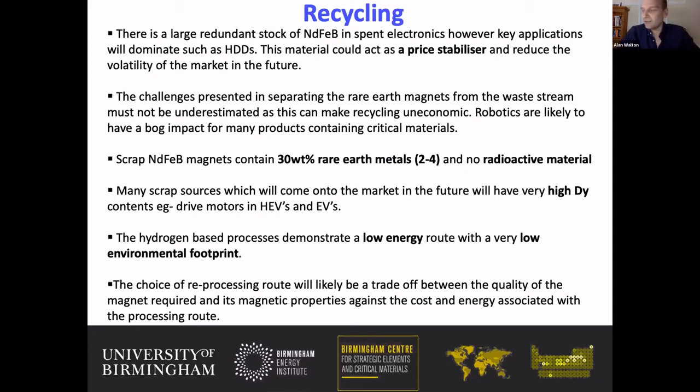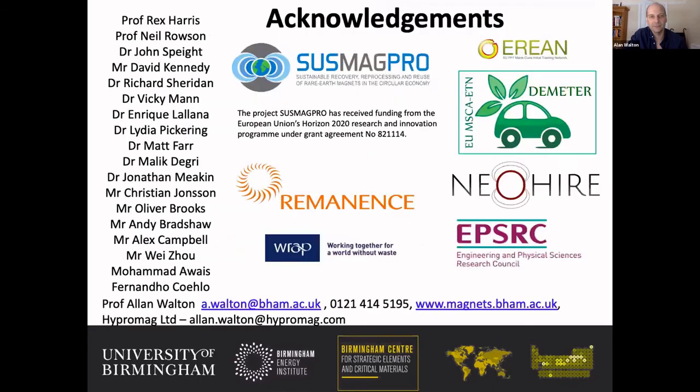Hopefully I've shown you that hydrogen's a very nice way of separating the material from the waste stream, and it's a very low energy route with a low environmental footprint for reproducing a magnet. And then finally, your choice of reprocessing route, because there's actually about 5 or 6, is a trade-off between the quality of the magnet you want to produce and the properties you're trying to gain versus the cost and the energy penalty you're willing to pay for making the magnet.